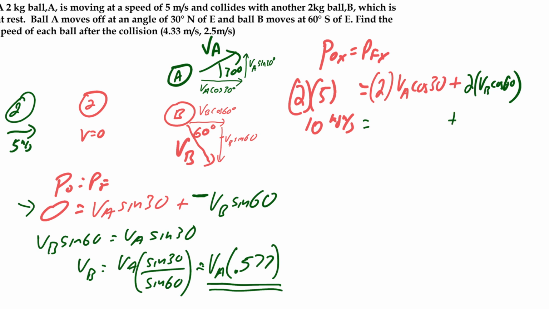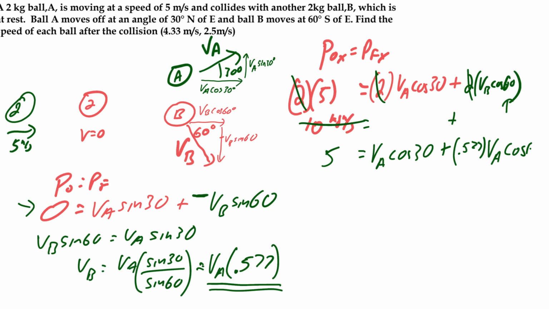So we're going to go up here and substitute that in for VB. Actually, let's simplify this further. Look at that, 2, 2, 2. Okay, so it's just going to be 5 here, just to save ourselves some math difficulties. So VA times cos 30 plus, and then we substitute in VB. Remember that was 0.577 times VA times cosine of 60.